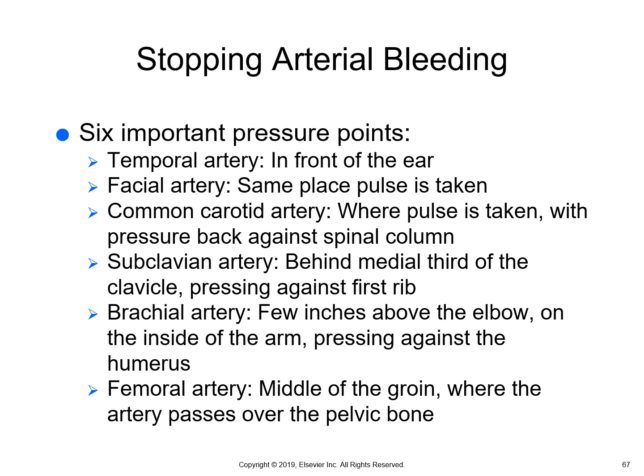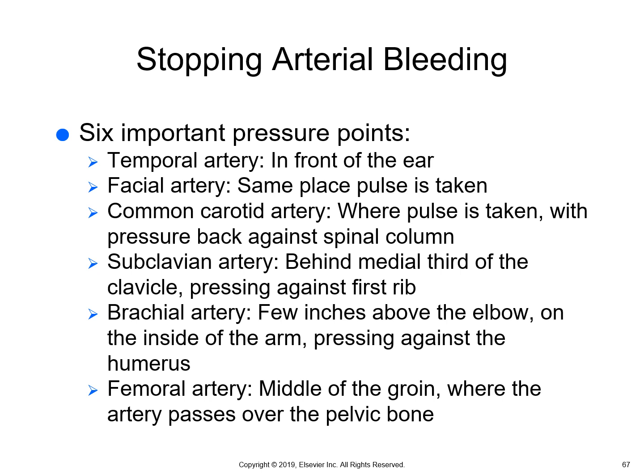So here listed are some of the key pressure points for stopping arterial bleeding, and there are 6 of them. The first one is the temporal artery. That is in front of the ear. We can use that pressure point to stop bleeding in the scalp and also the forehead. The next one is the facial artery. It's the same area where we would check the pulse, and it's useful for stopping bleeding in the face area.